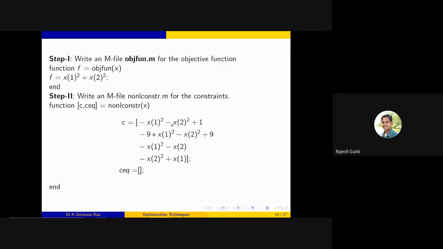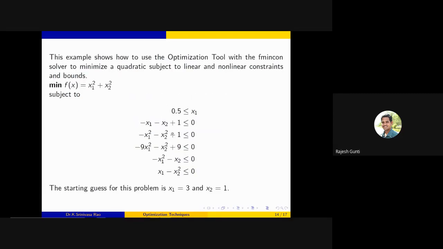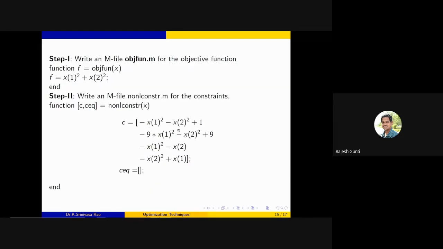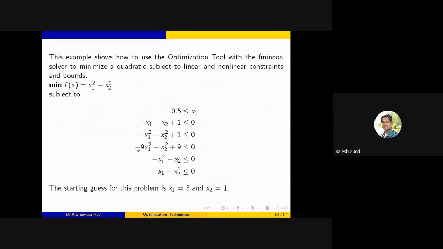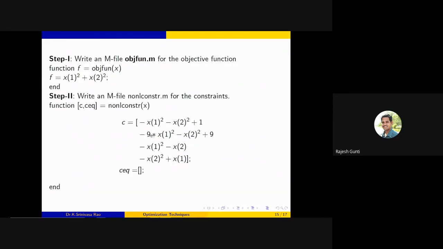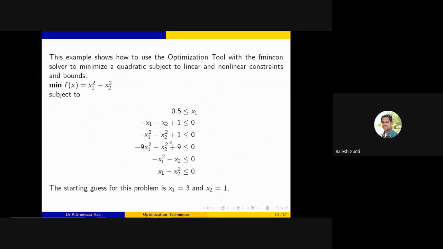Minus x1 square minus x2 square plus 1 is less than or equal to 0. That is the first constraint. Second constraint: minus 9 x1 square minus x2 square plus 9 is less than or equal to 0. That is the second inequality constraint. Next constraint is minus x1 square minus x2 less than or equal to 0.